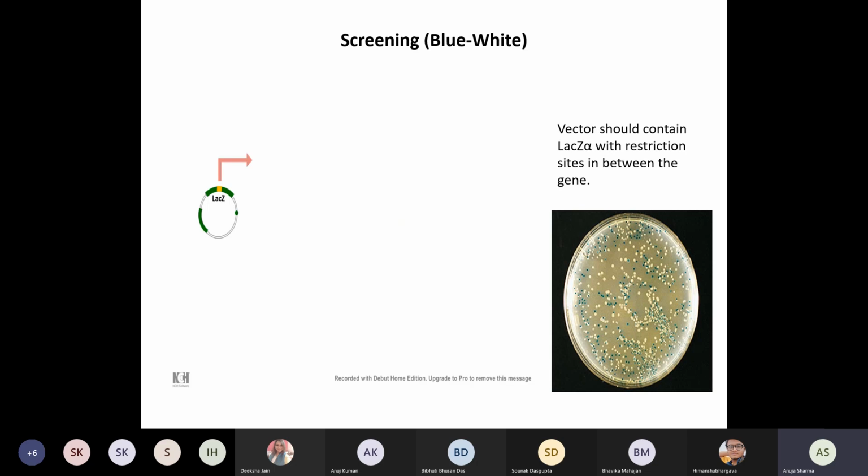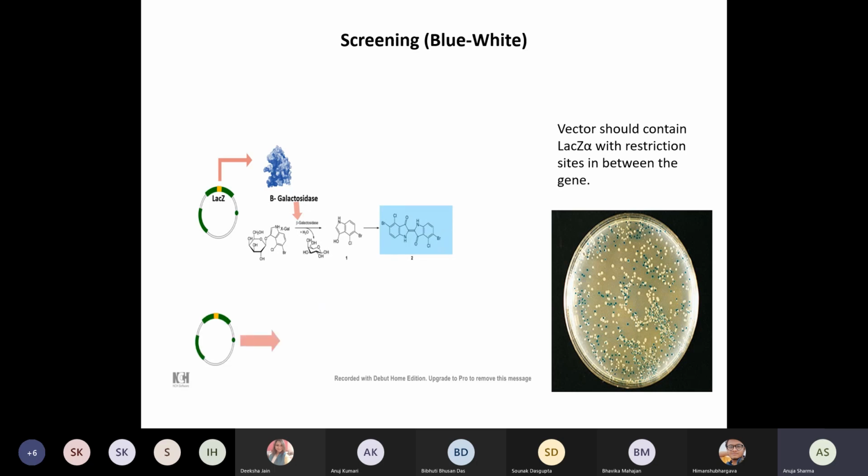So LacZ normally gives rise to beta galactosidase. Now, beta galactosidase would convert X-gal into a colored product, so that would make the bacterial colony look blue. Now, if you insert the gene of interest into that particular LacZ containing multiple cloning site, then what would happen? Beta galactosidase won't be produced because the LacZ gene is already disrupted. So this is called insertional inactivation.